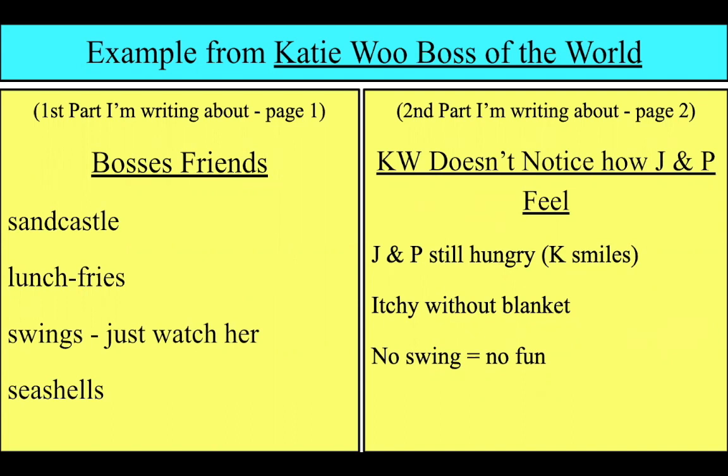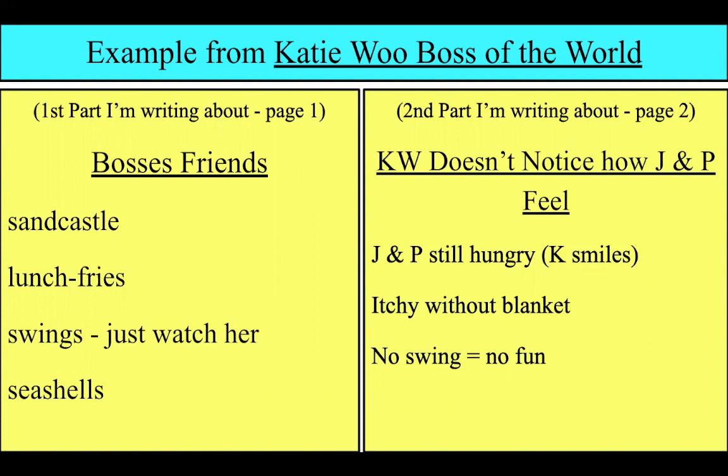The first part I'm writing about on page 1 is going to be about how Katie bosses her friends. And what I thought would fit with that would be how she bosses them when they're making the sandcastles, at lunch when they're eating French fries, when she's on the swings, and when they're collecting seashells. When I go to write that page, I'll have this note at the top, and it will remind me to make sure I write about all 4 of those different things. When I'm all done writing that part, I'll go to my second page and I'll have my Post-it note already filled out and ready to go.